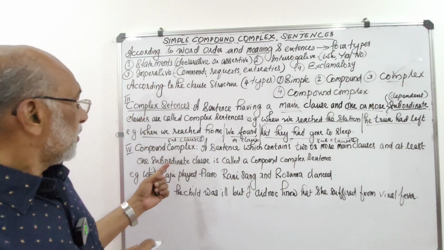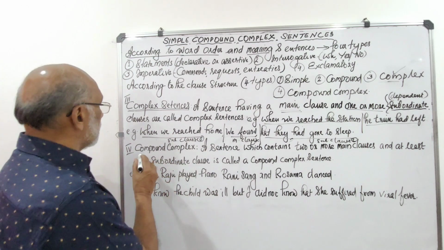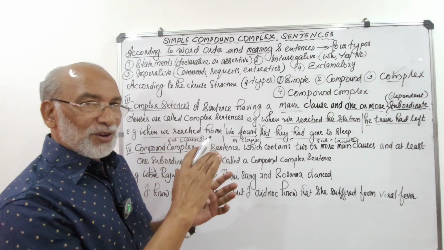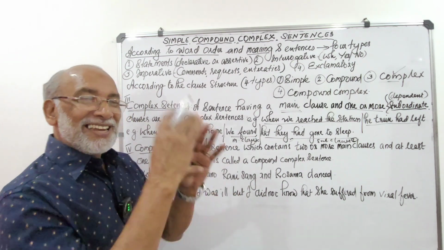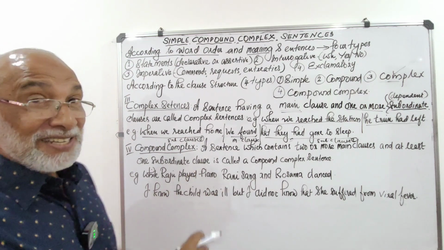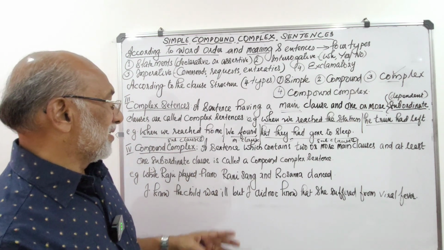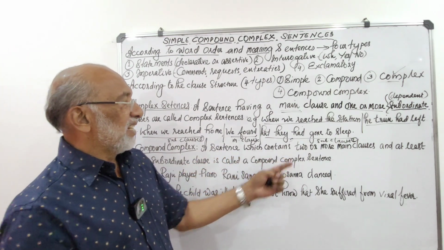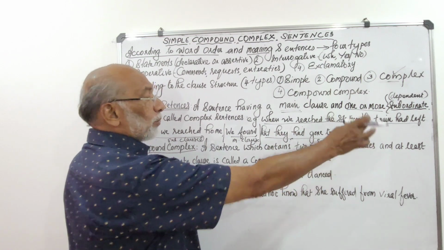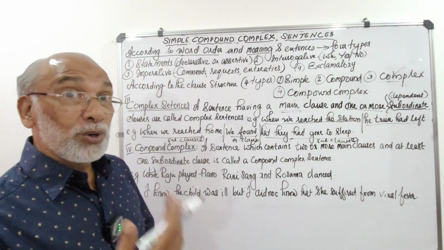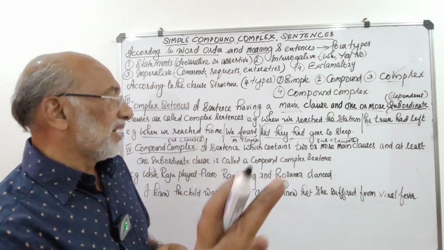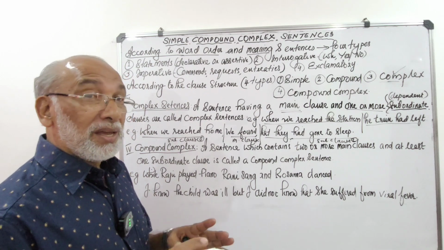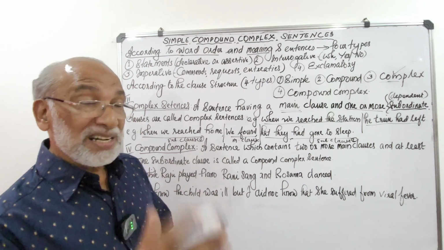Then coming to the last category, that is compound complex. A compound complex sentence has an element of a compound sentence and an element of a complex sentence in it. That may be the reason why it is called a compound complex sentence. A sentence which contains two or more main clauses and at least one subordinate clause. There can be more subordinate clauses. The minimum requirement is one subordinate clause.